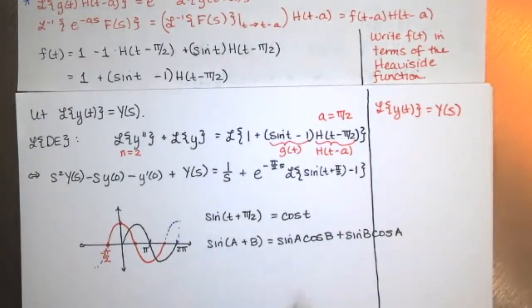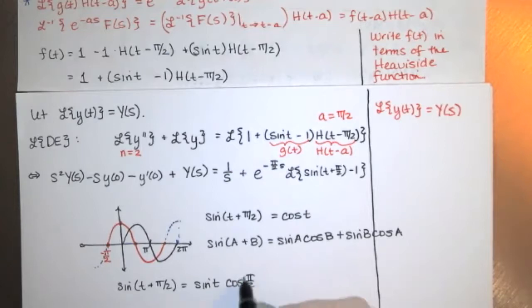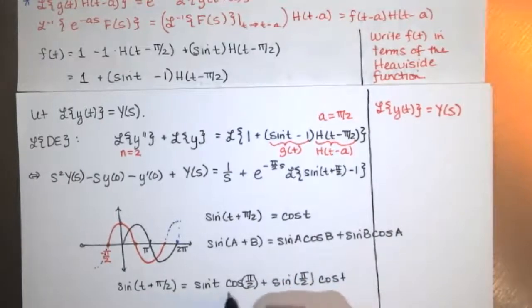So in this case, if I wanted to use this trig identity, I could. Sine of t plus pi over 2 is sine of t times cosine of pi over 2 plus sine of pi over 2 times cosine of t. And cosine of pi over 2 is 0, and sine of pi over 2 is 1. And so we get cosine of t.